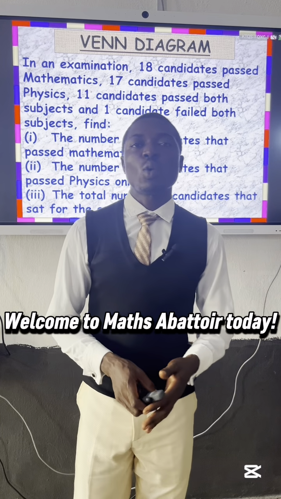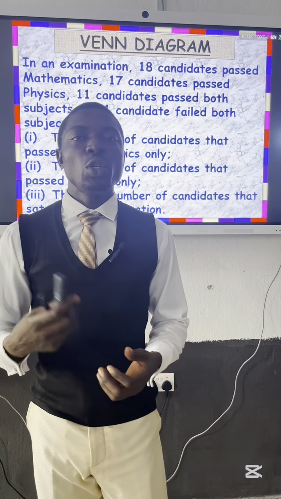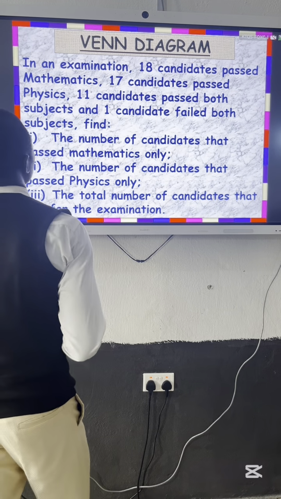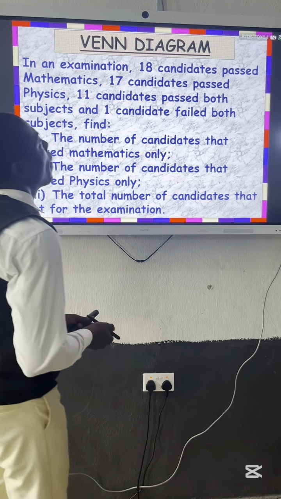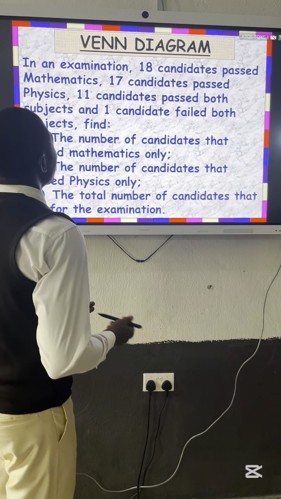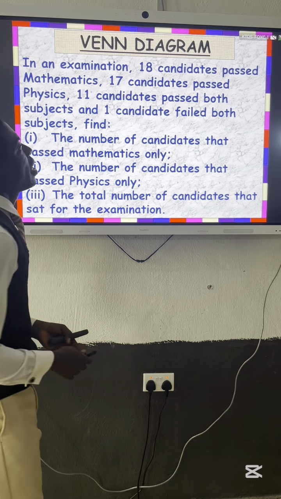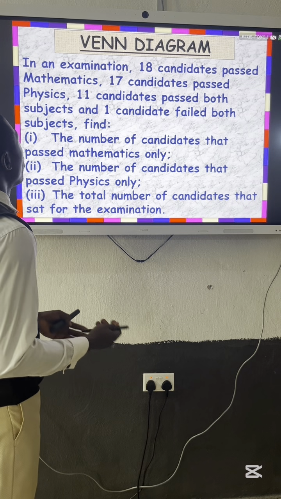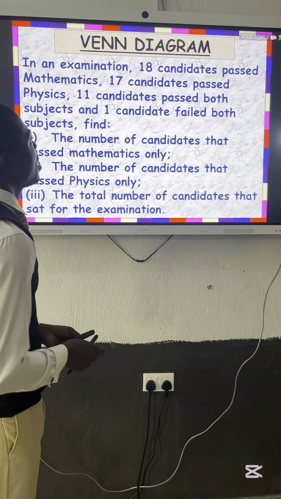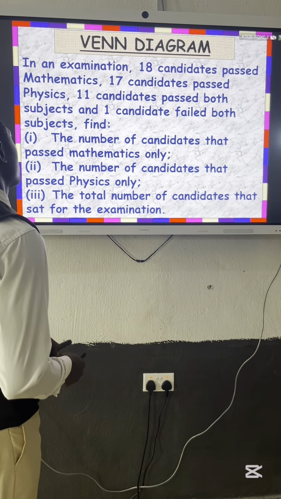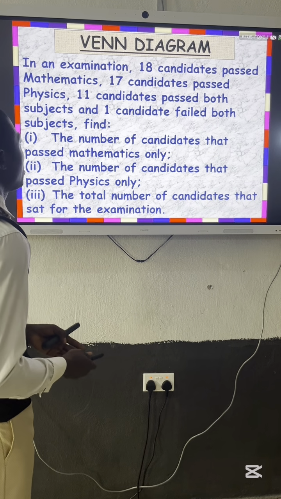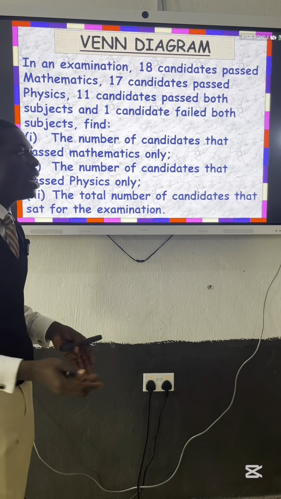Today we want to answer a question on sets using a Venn diagram. And the question is right here before us. In an examination, 18 candidates pass mathematics, 17 candidates pass physics, 11 candidates pass both subjects, and 1 candidate failed both subjects. Now, the first part of the question says find the number of candidates that pass mathematics only.